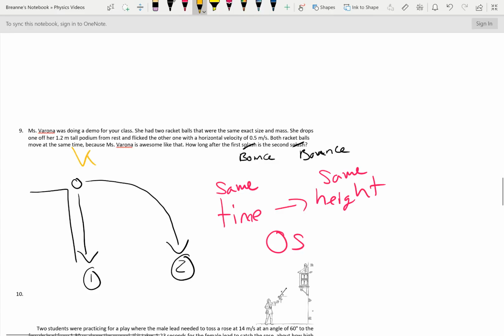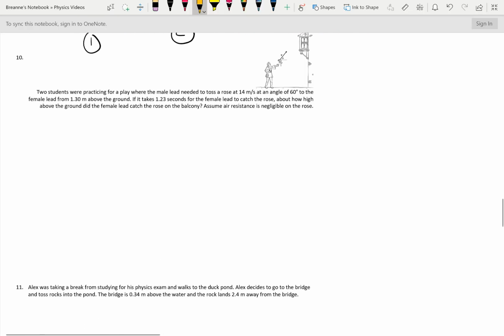That little velocity in the x going this way does not affect time. Your velocity in x does not affect time. Your main factor is height.